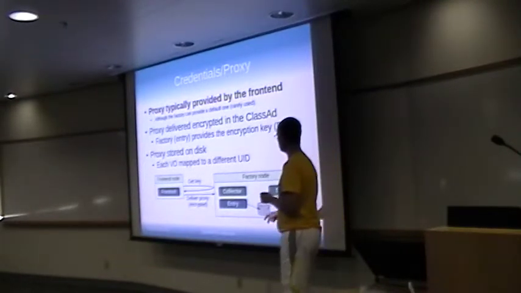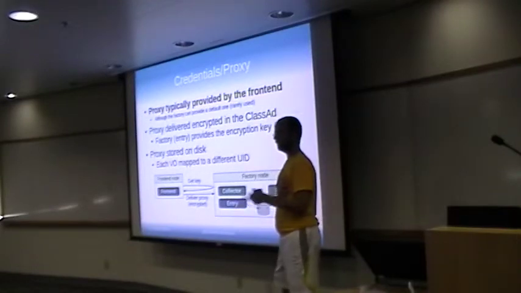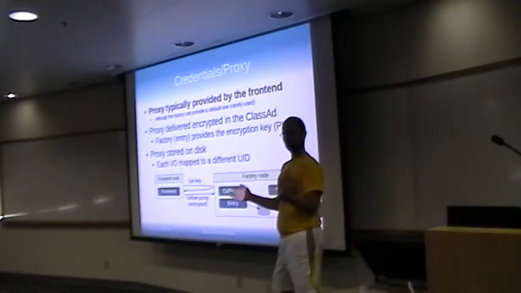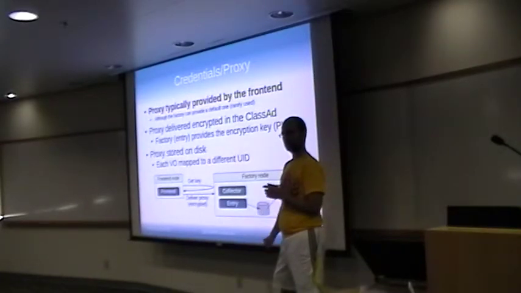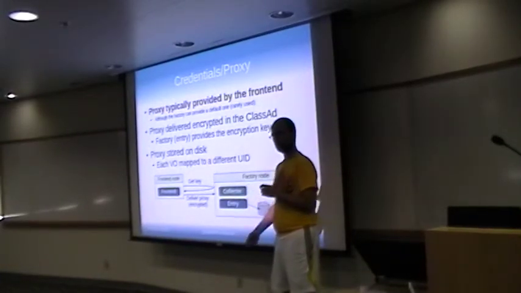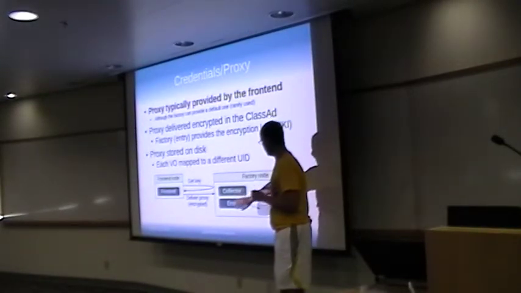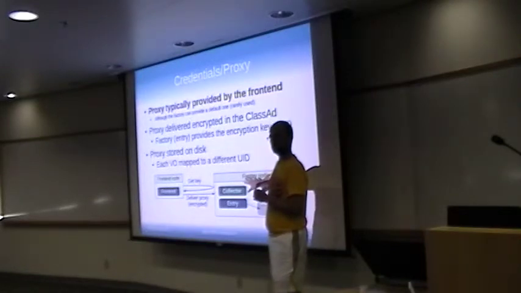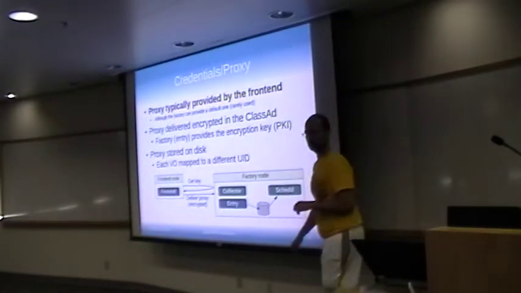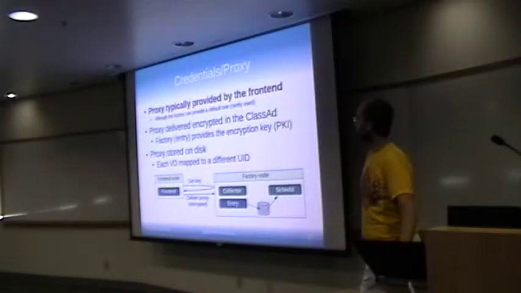Since a factory can support multiple VO front ends, each VO front end will get its own UID assigned at the factory, and the proxies will be owned by different UIDs, so you have system level protection between proxies. So even though a factory node may host proxies from multiple VOs, unless there is a security compromise of the whole machine at the root level, they are protected against each other. So don't worry too much about that.